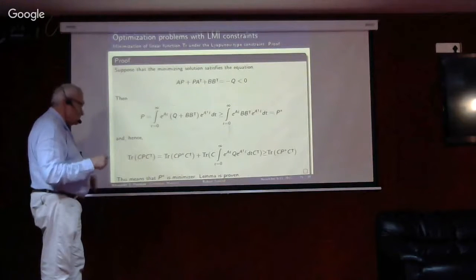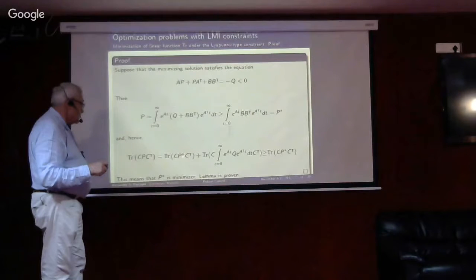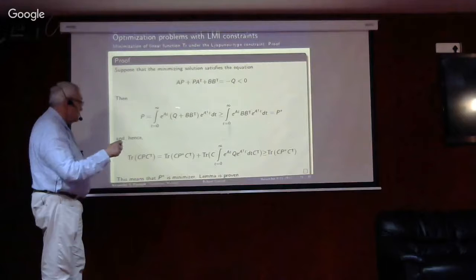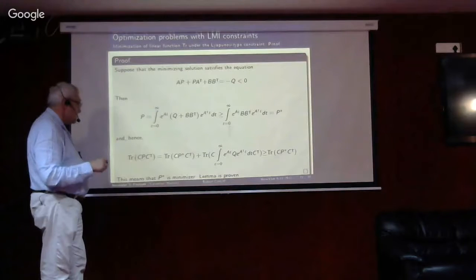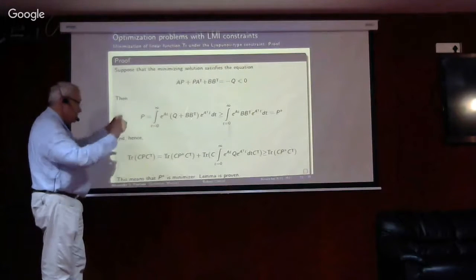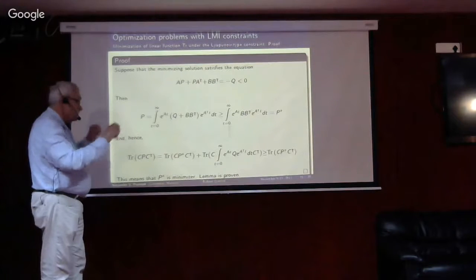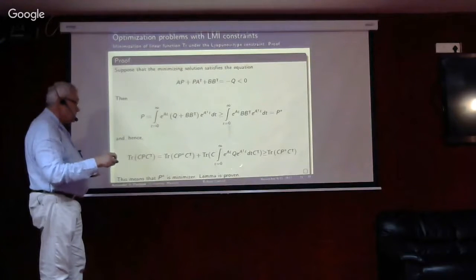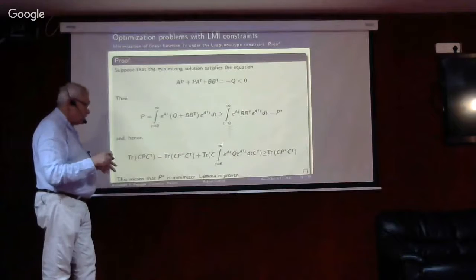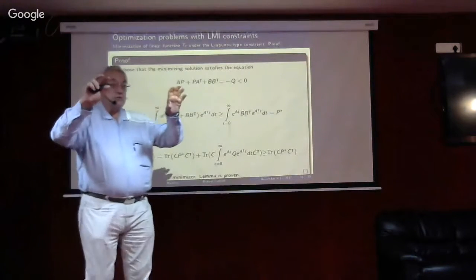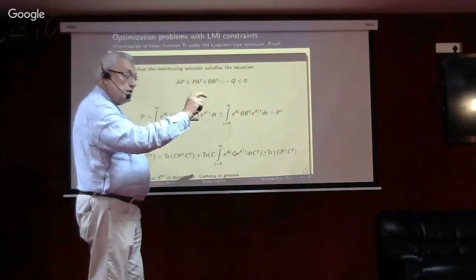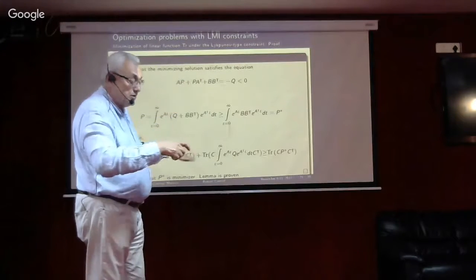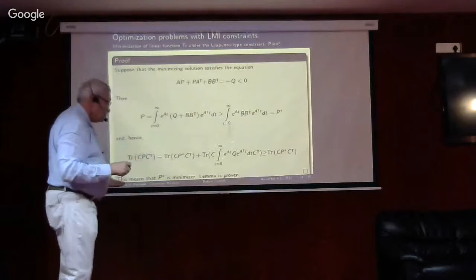And hence we have the following situation. Consider this trace, where C is any matrix. And we can represent matrix P again: instead of P in this equality, we can use this expression. We obtain two integrals. One integral is this one, exactly P star. And another integral is this one. But this matrix is positive. If you multiply a positive matrix from the left by any matrix, and from the right by its transpose, you obtain the same non-negative definite matrix.